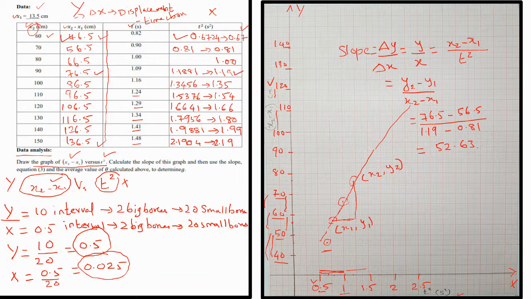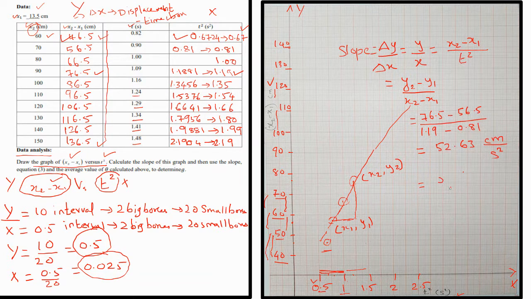What is the unit for the y-axis? My unit for the y-axis is centimeter. What is the unit for the x-axis? Time squared. That means second squared. Am I right? Yes. Now we have to give the answer in terms of meter. We already studied in chapter 1: if you want to convert centimeter to meter, you have to divide by 100. Am I right? Yes.